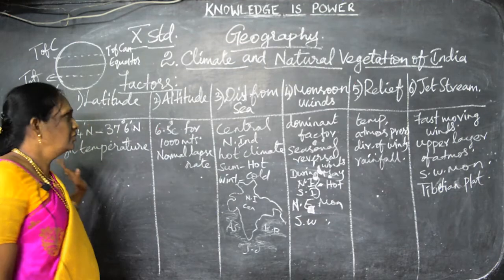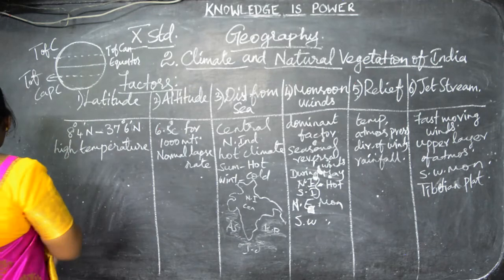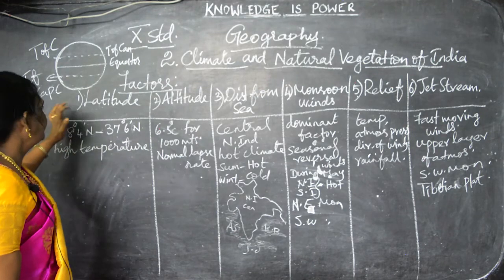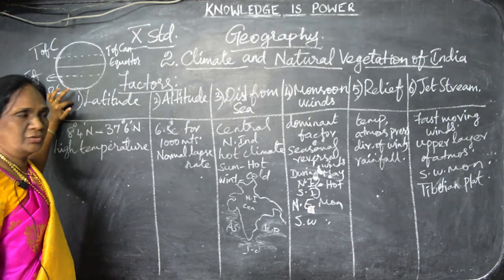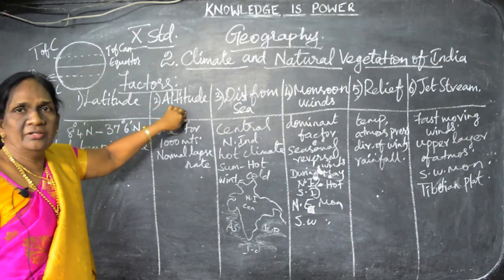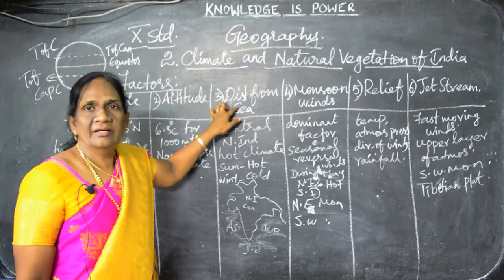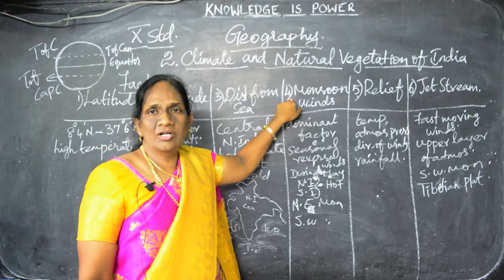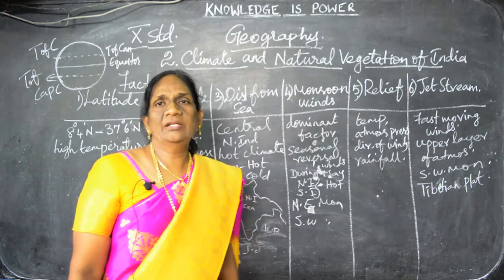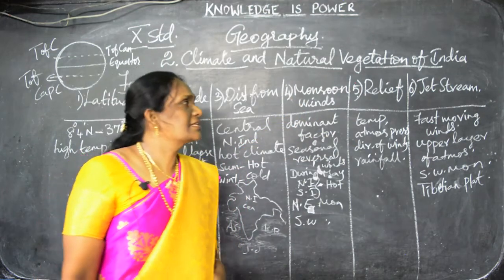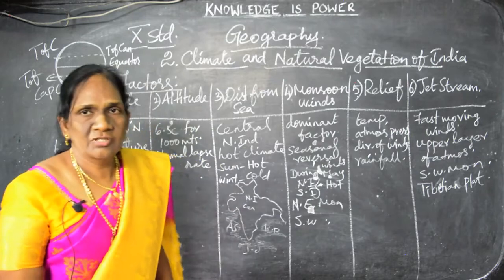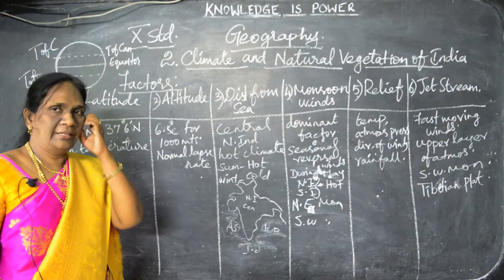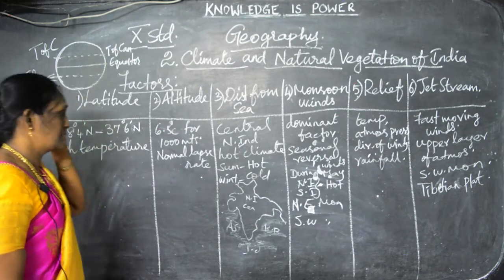Can you follow? And what are the factors? You just say what are the factors which affect the climate of India. First one, latitude, second altitude, third one distance from sea, fourth one monsoon winds, fifth one relief, and sixth one jet stream. So these are all the factors which affect the climate of India. Have you all understood, children?